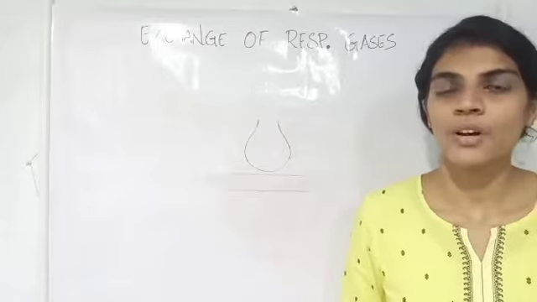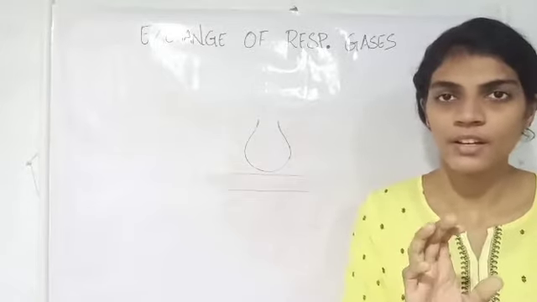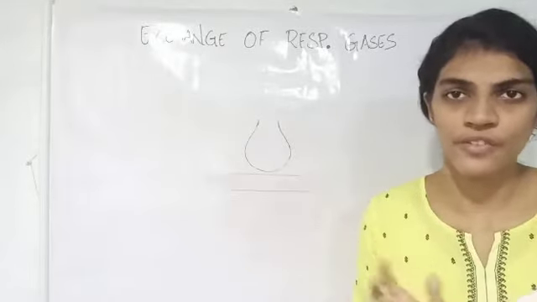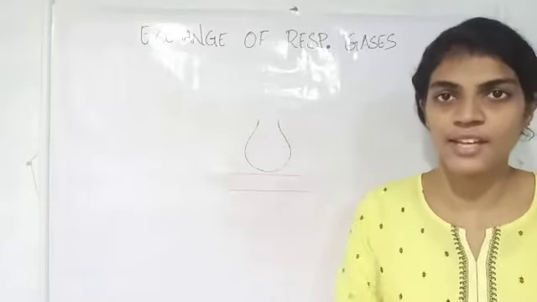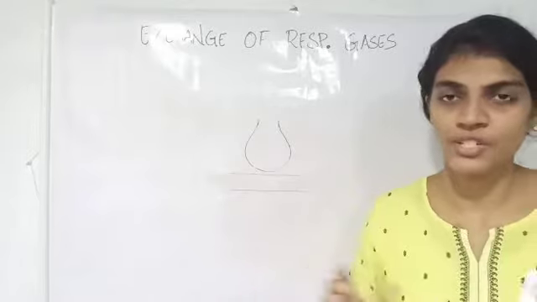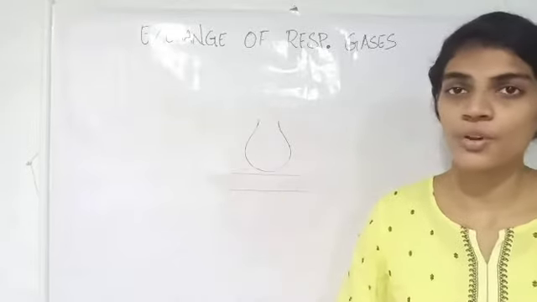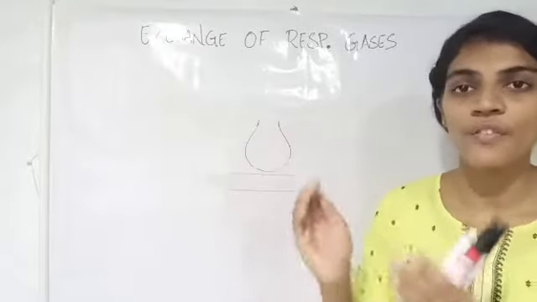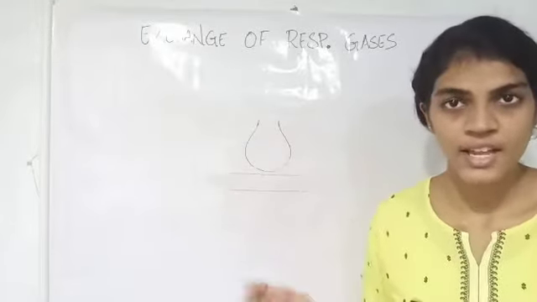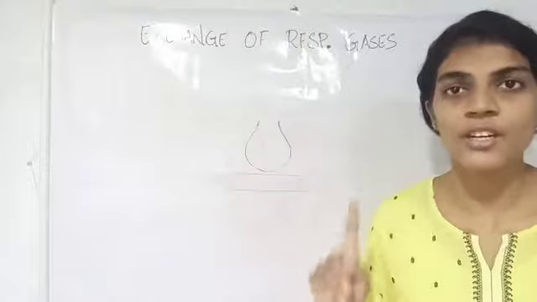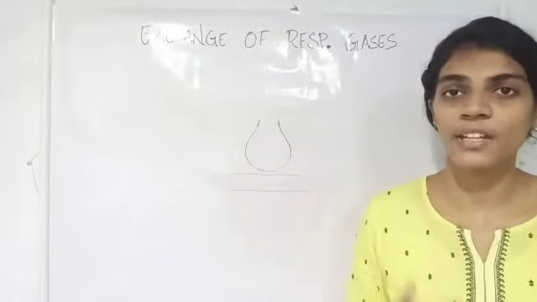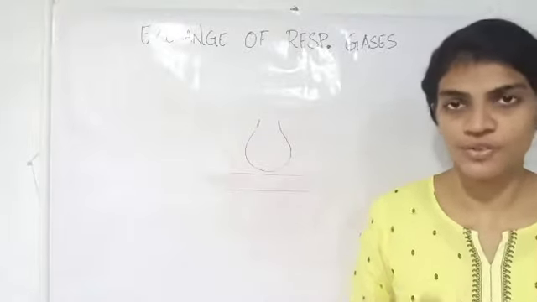Now we'll see there is one more term, that is diffusion coefficient. Diffusion and diffusion coefficient denote the same meaning only. Diffusion coefficient is calculated per minute. Diffusion coefficient is the volume of gas that can be diffused in 1 minute. So now we are going to see the different factors that affect the diffusion or diffusion coefficient.